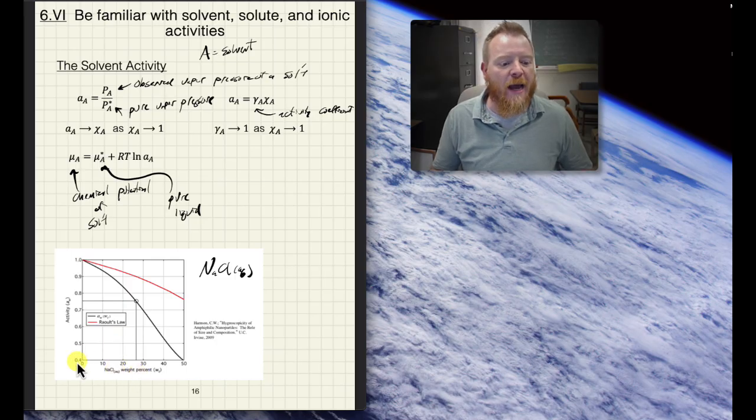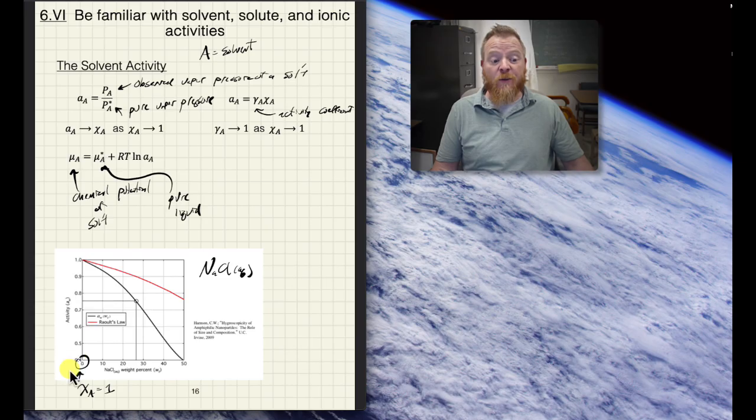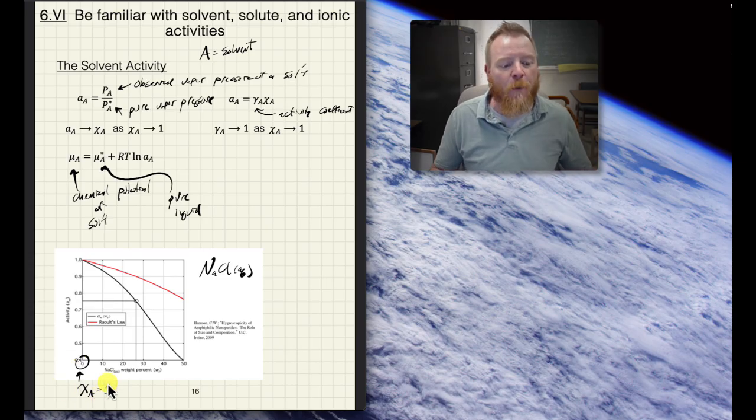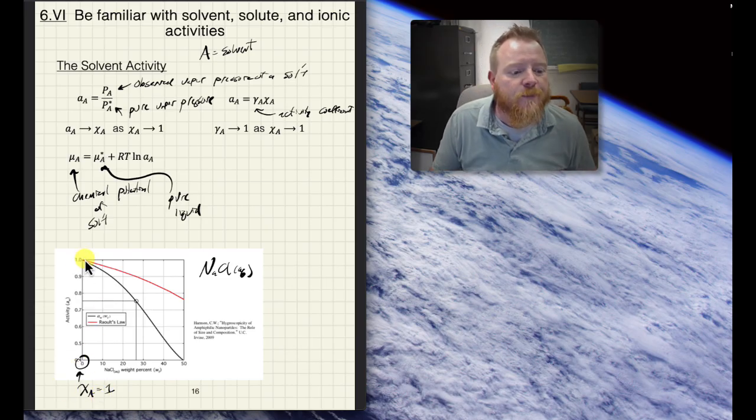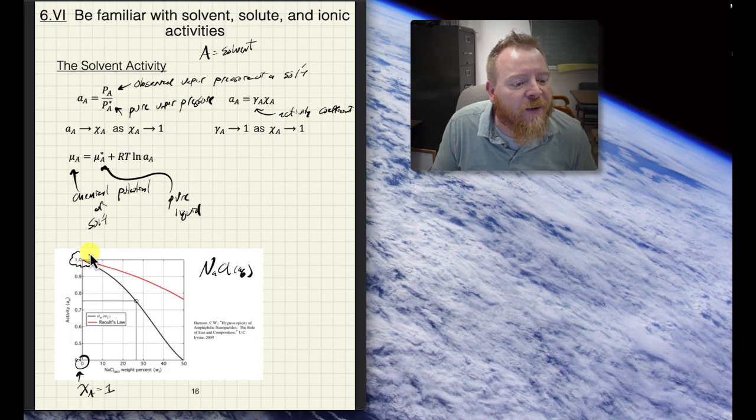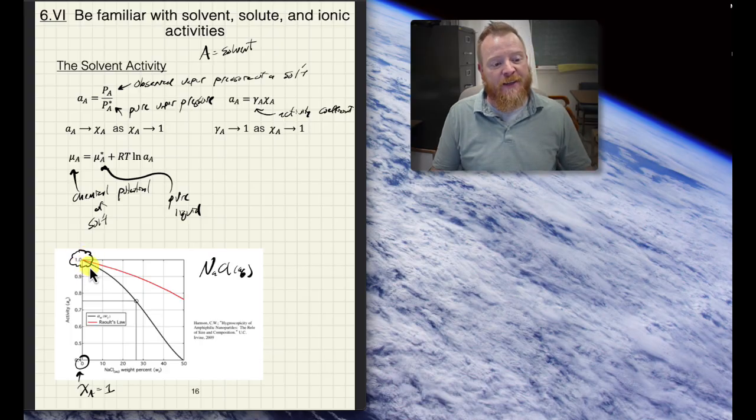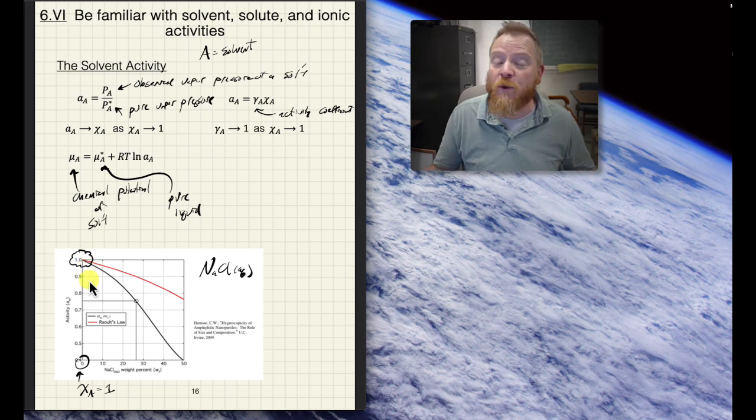What I'll point out here is that an NaCl weight percent of 0 would correspond to a chi solvent of 1, right? When the weight percent of the solute is 0, it's a pure liquid. And so you can see right here the activity is approaching 1, but it is also approaching identical values as Raoult's law. So it's entering that ideal dilute regime.